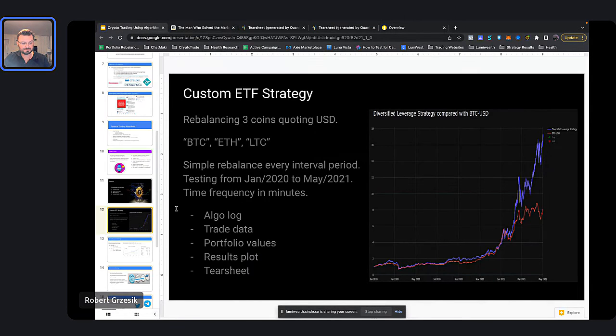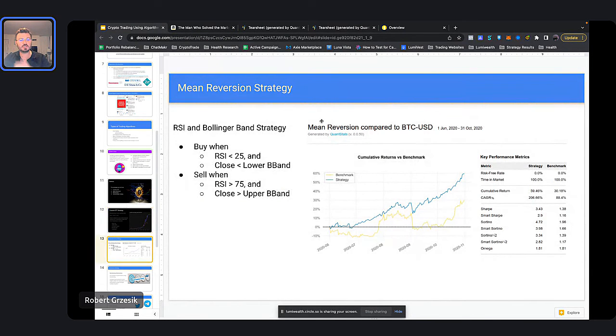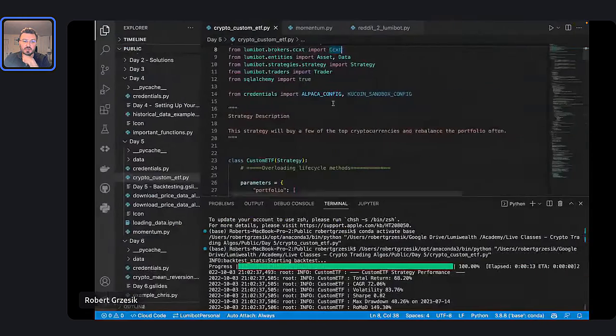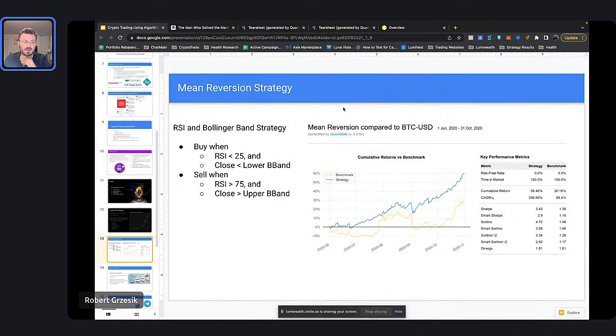Let me show you another one. I'll show you a mean reversion strategy. This is another strategy. I'm not going to run this because it takes quite a bit of time to execute, but I'll show you the results here. Actually, before I show you results, let me tell you what it does. Momentum and mean reversion are probably the 2 most common types of technical analysis algorithms that people make. In this case, we are buying when our RSI is below 25 and we close below our lower Bollinger Band.